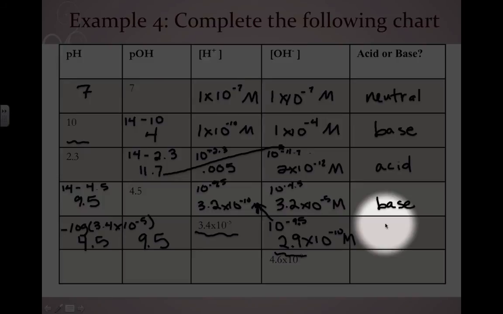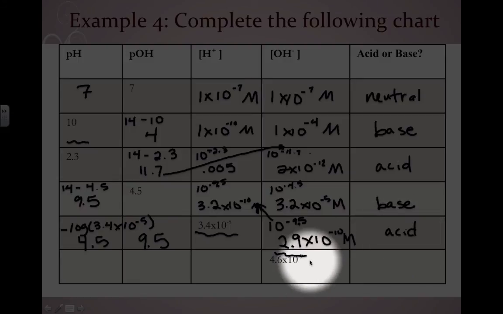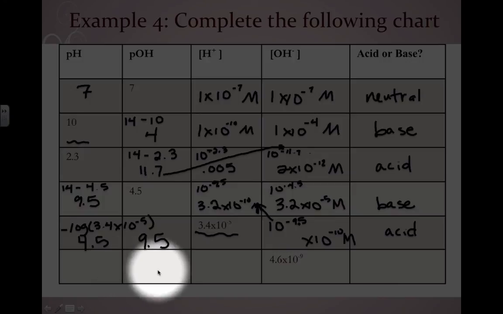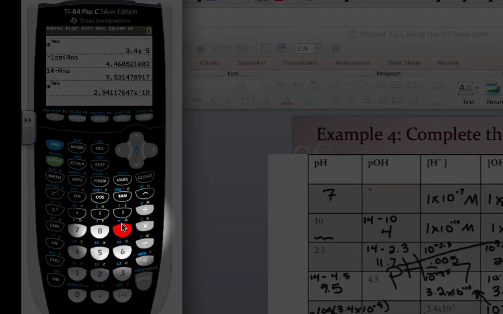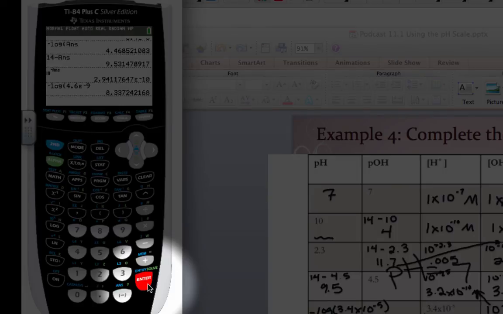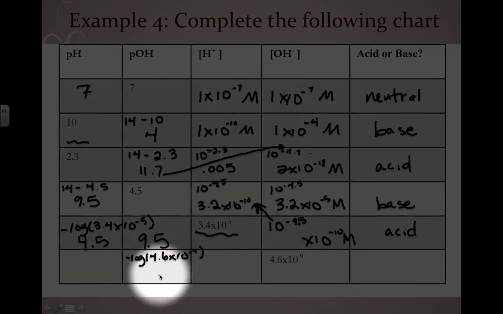Alright, check out your pH value and decide, is it acidic or basic. Right, this one is an acid. Okay, one more. We're going from hydroxide ion concentration to filling out all of the chart. So let me get my pOH first by taking the negative log of the hydroxide ion concentration. We just start with what we're given, right, and work from there. So the negative log of 4.6 times 10 to the minus 9. That gives me 8.3. So pOH is 8.3.